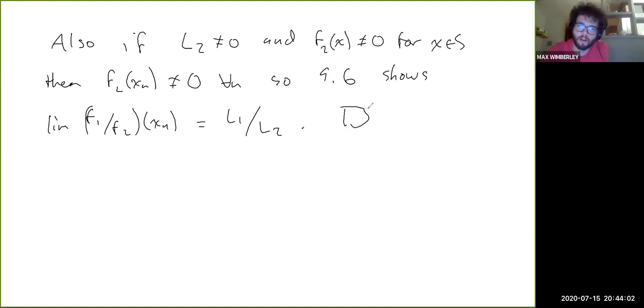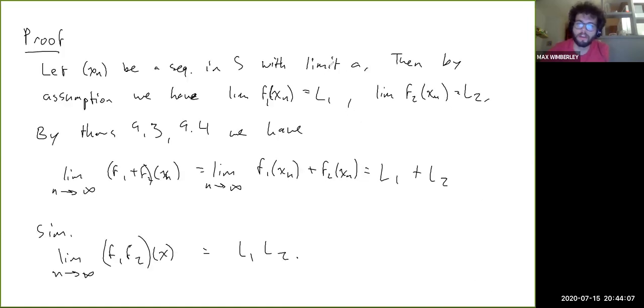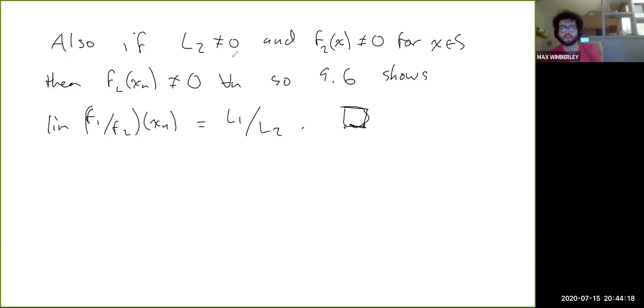So that's it. We took an arbitrary sequence whose limit was a, and then we showed that the corresponding limits of the values of f1 plus f2, f1 times f2, and f1 over f2, with some slightly modified assumptions, gave us the limits that we expected. Our section 9 theorems come through once again, much like they did when we were doing the analogous theorems for continuity of functions. It just boiled down to the fact that we've already shown these theorems for sequences.